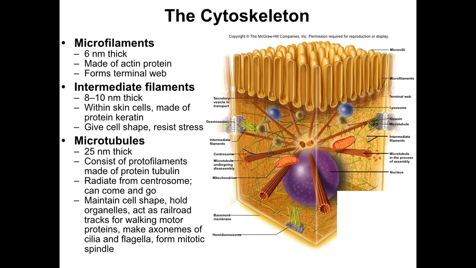You should know the three types of cytoskeletal components and the main function of each. Microfilaments shape the cell surface. Intermediate filaments are like ropes. They resist stress, and they attach cells to other cells. Microtubules act as highways. They go from the center of the cell outwards.